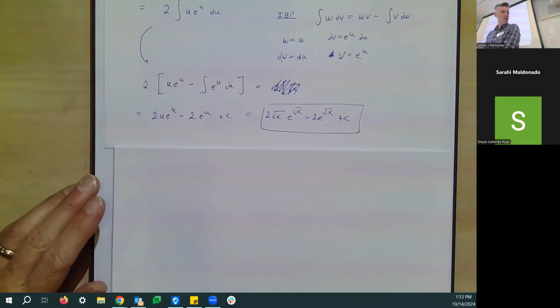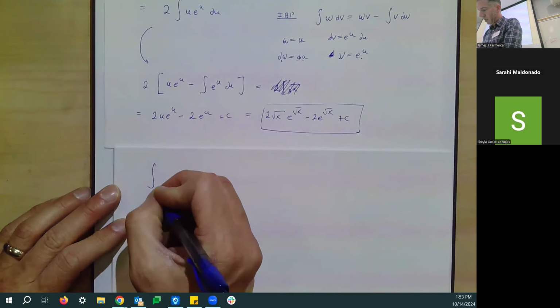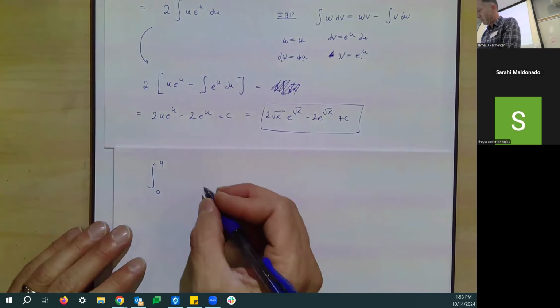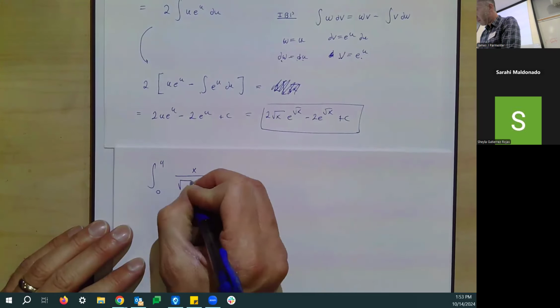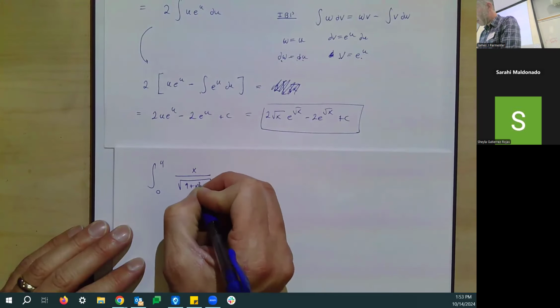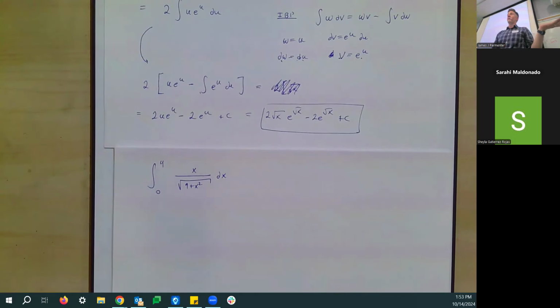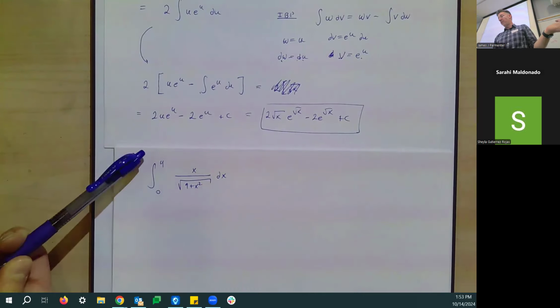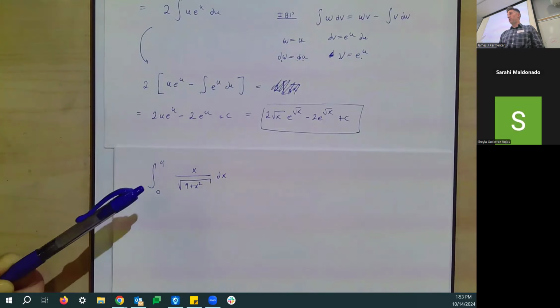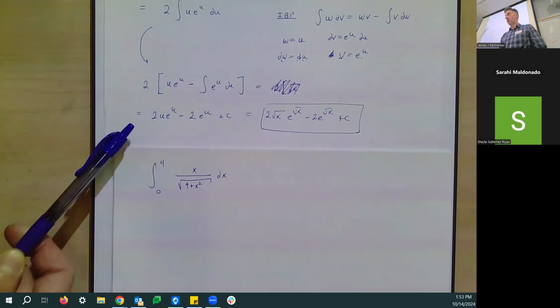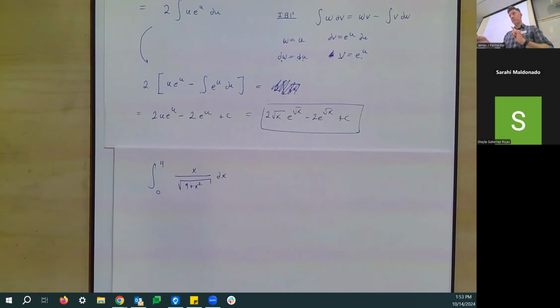So let's look at the integral from 0 to 4 of x over the square root of 9 plus x squared. So we haven't done a whole lot of definite integral examples, but the only difference really is that you're going to do the antiderivative and then you're going to plug in your top limit first and subtract, and plug your bottom limit in second. Always top first, bottom second.